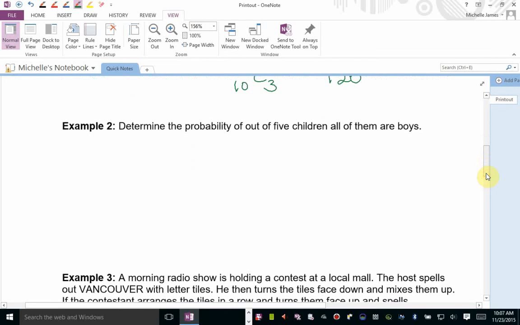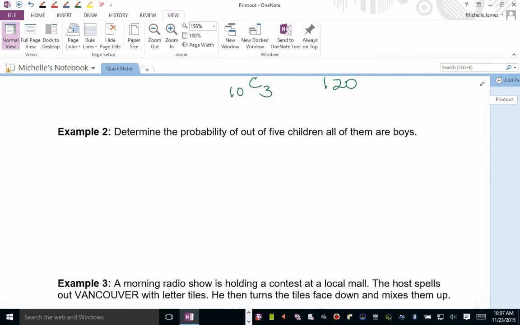Now, I wouldn't use that method in example number 2, which says determine the probability that out of 5 children, all of them are boys. So this one is different. This one I would look at the probability of each child being a boy, because when we're looking at 5 different things happening, each is a different item, we're just multiplying the probability of each, okay?